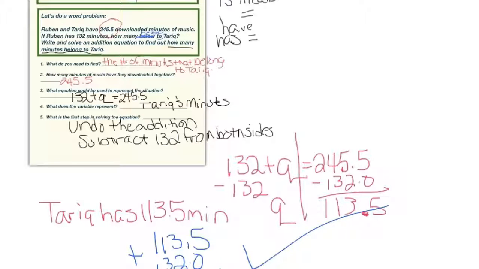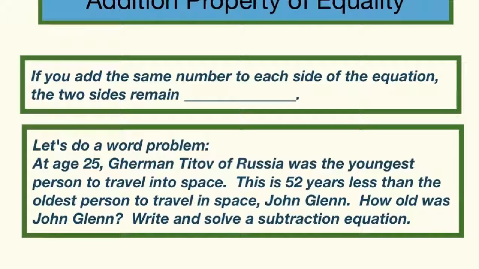All right, let's go to another example. If you add the same number to each side of the equation, the two sides remain equal. Let's do a word problem. At age 25, German Titov of Russia was the youngest person to travel into space. This is 52 years less than the oldest person to travel in space, John Glenn. How old was John Glenn? Write and solve a subtraction equation.